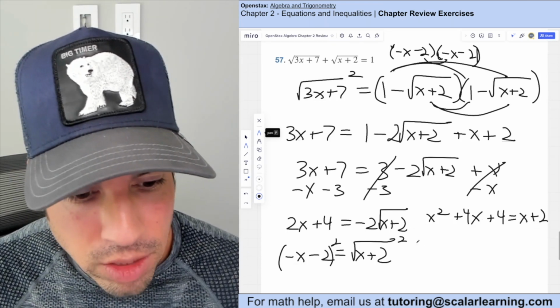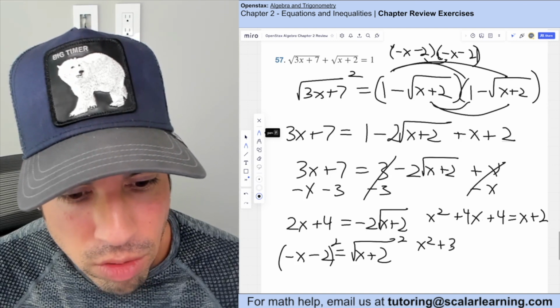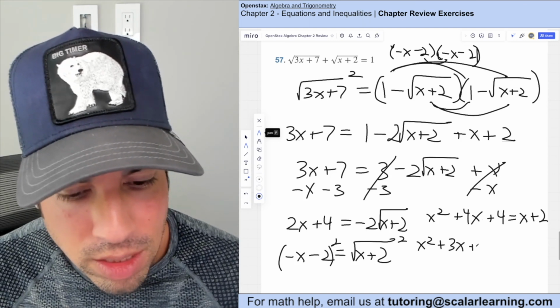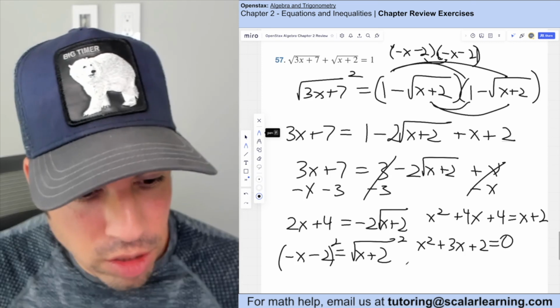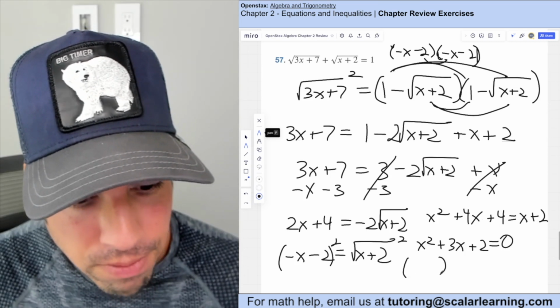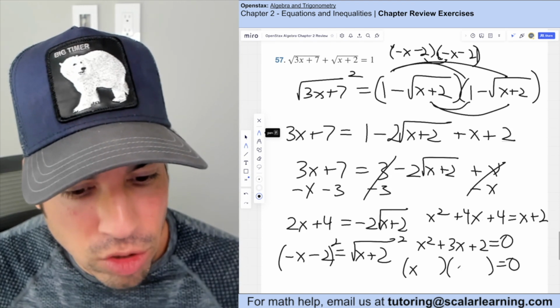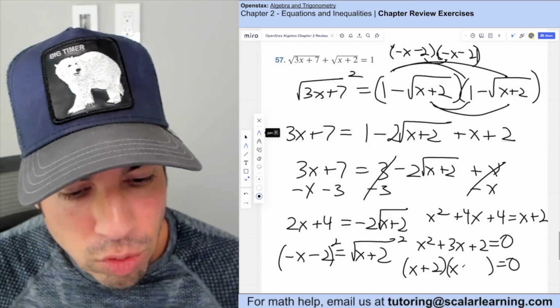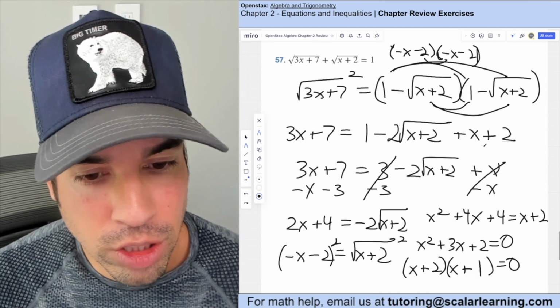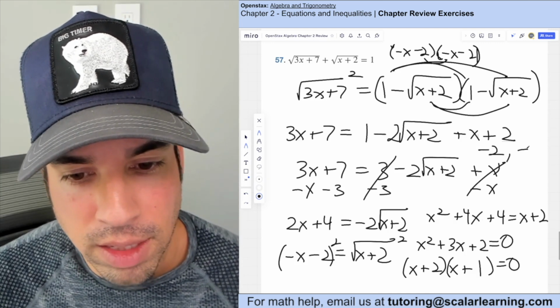So we're going to subtract x from both sides. That's going to be 3x. Subtract 2 from both sides. That's going to be 2 equals 0. And I'm going to end by factoring here. So we've got x squared plus 3x plus 2 equals 0. What multiplies to 2 and adds to 3, that's plus 2 plus 1. So we got two solutions of negative 2 and negative 1.